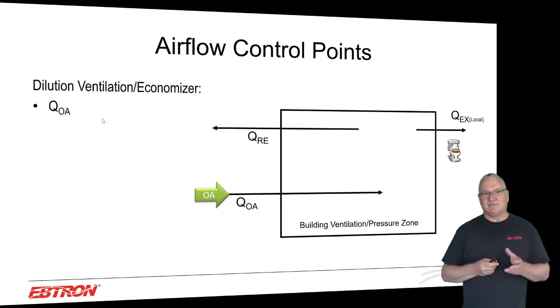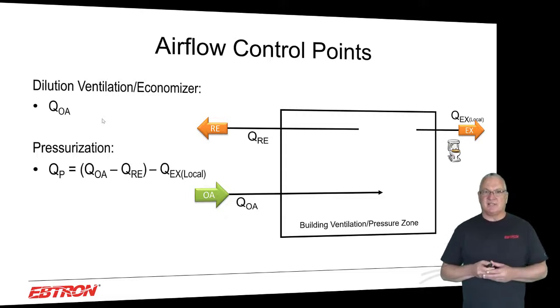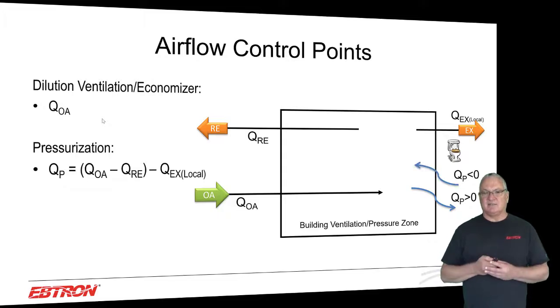We're going to start by looking at our outdoor air. And our outdoor air is really driven by our dilution ventilation requirements for IAQ or our economizer free cooling requirements. When we look at pressurization, it's all about the pressurization flow like we talked about. And basically, if the pressurization flow is greater than 0, then our pressure zone net pressure is positive. And if it's less than 0, it's net negative.